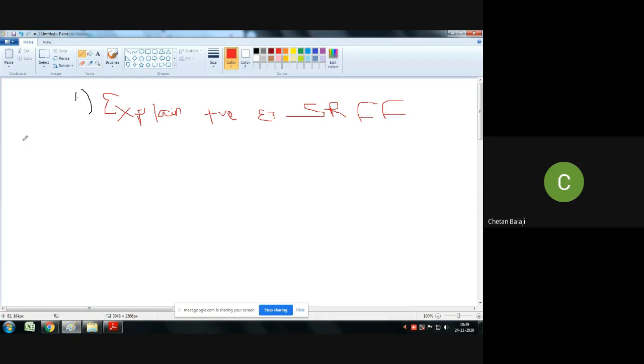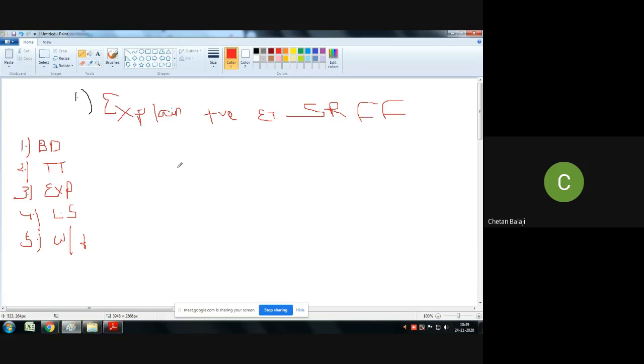Okay, case number 1. How do you write it? As usual, first is the block diagram. Second is the truth table. Third is the explanation. Fourth is the logic symbol. And the fifth one is the waveform, the timing diagram. These things you need to explain one by one.